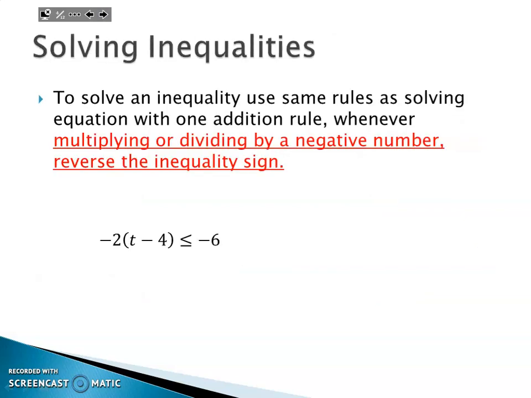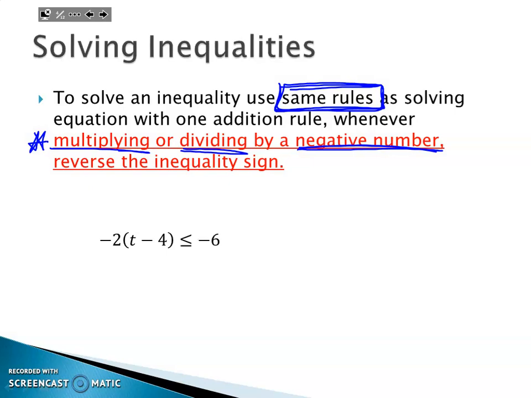Okay, next slide. Now, solving these things. We went over the graphing, but now you can also solve inequalities. So the inequality I have is negative 2t minus 4 less than or equal to negative 6. To solve an inequality, we use the same rules as solving an equation. It's the exact same thing, except there is one rule, and that is when you are multiplying or dividing by a negative number, you have to remember to flip the inequality sign.